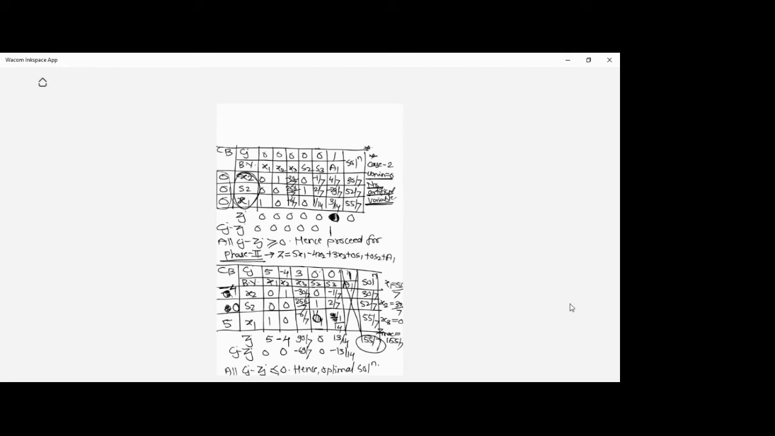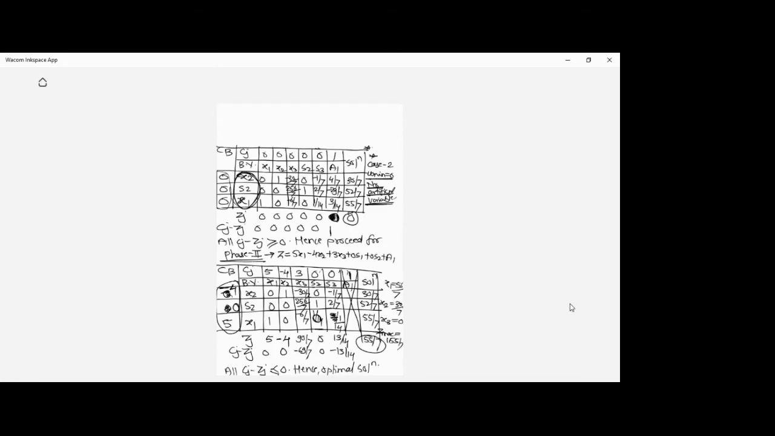It is very simple. Here we have seen case 2, where the w minimum was coming out to be 0, and there is no artificial variable among these basic variables, right? So particularly this is our case 2. In phase 2, I have considered the original objective function, and other than the coefficients of the basic variables, all other columns and values I have copied.